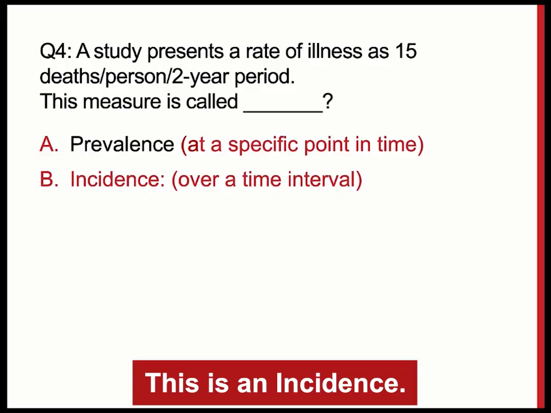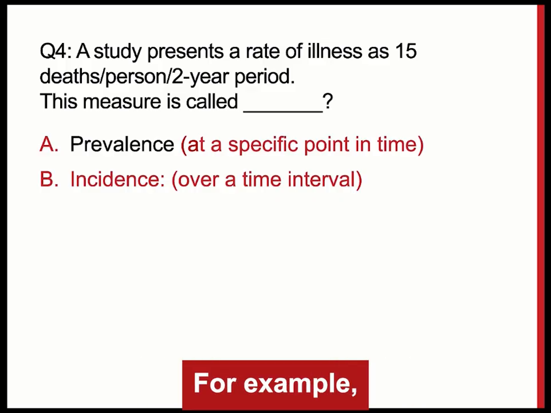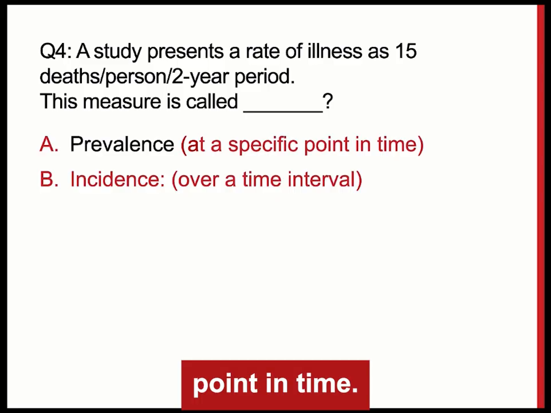This is an incidence. Incidence is defined as the rate of an outcome over a specified time interval. For example, many cancer studies report a 5-year survival rate. Prevalence is defined as the rate of an outcome at a specific point in time.